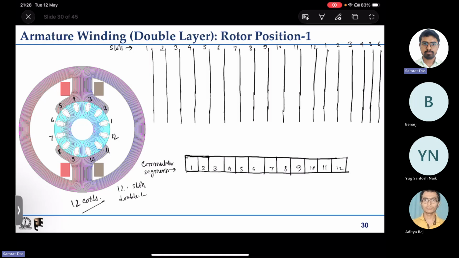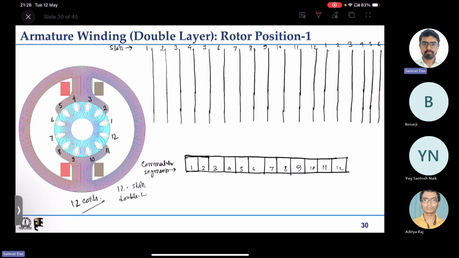What I'm saying is, suppose we have one coil. The end of that coil must be the start of another coil, is that the case? Yes. Each coil has to start from one commutator segment and end at some other commutator segment. And each commutator segment should be the start of one coil and the end of another coil. That is right.